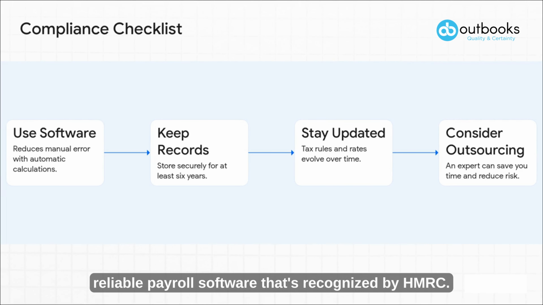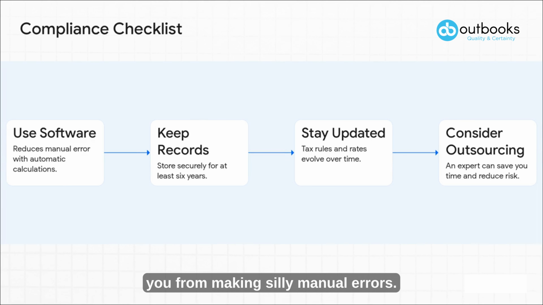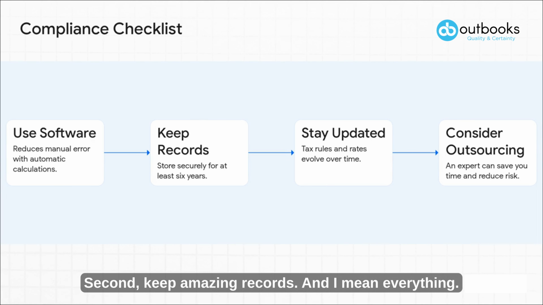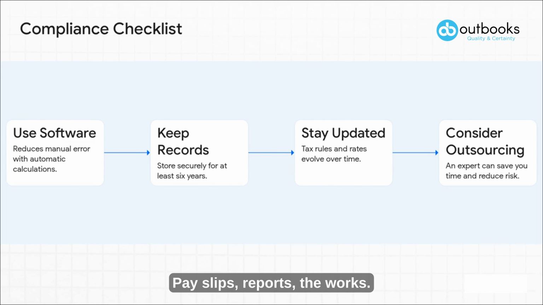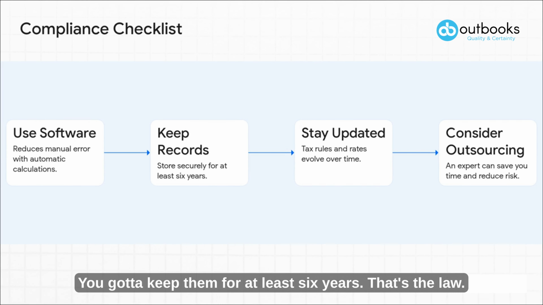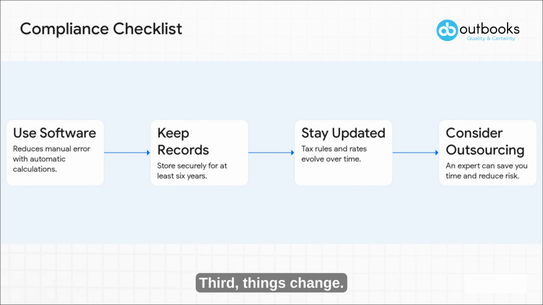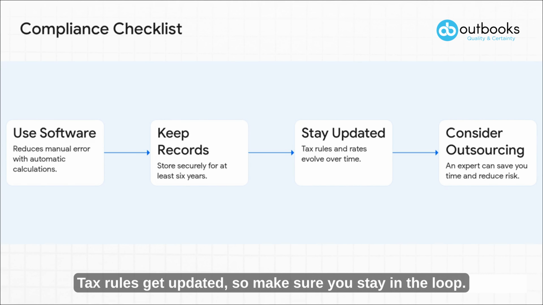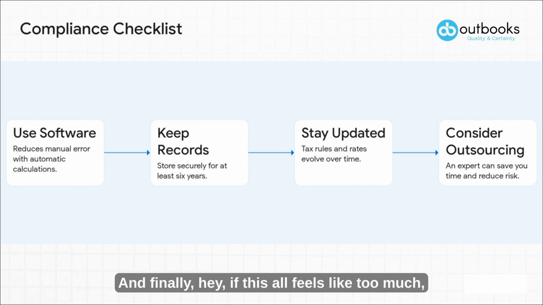First, use good, reliable payroll software that's recognized by HMRC. Seriously, it does all the heavy lifting and stops you from making silly manual errors. Second, keep amazing records, and I mean everything. Payslips, reports, the works. You gotta keep them for at least 6 years. That's the law. Third, things change. Tax rules get updated, so make sure you stay in the loop. And finally, if this all feels like too much, think about outsourcing to a pro. It can save you so much time and stress.